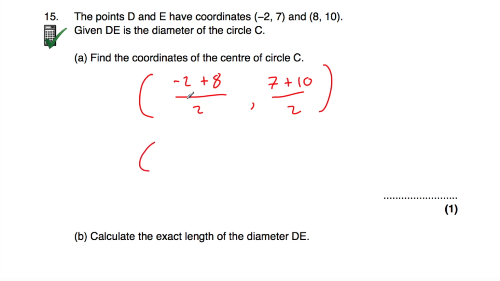And let's work this out. So -2 plus 8 would be equal to 6, and divided by 2 would be 3. And if you have -2 and 8, the midpoint of -2 and 8 is 3. And then 7 plus 10 is equal to 17, divided by 2 would be 8.5.